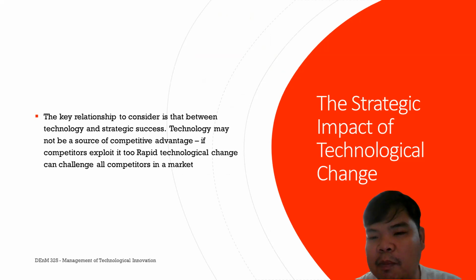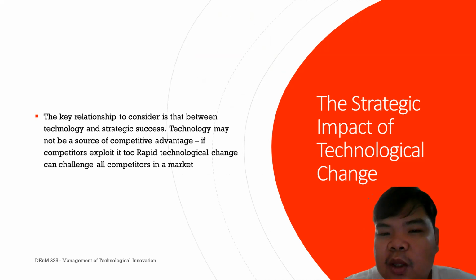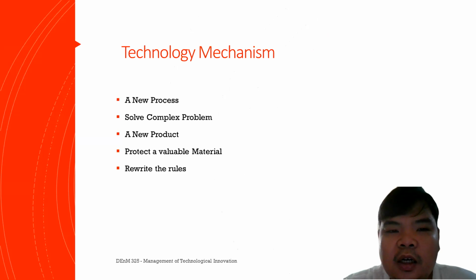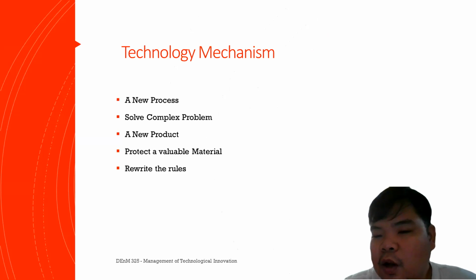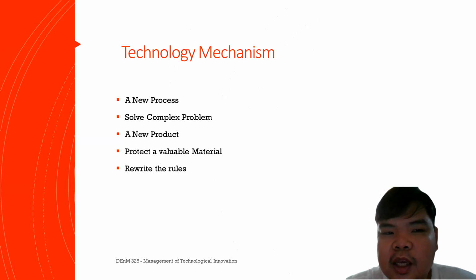So now, the strategic impact of technological change. The key relationship to consider is that between technology and strategic success. Technology may not be a source of competitive advantage if competitors exploit it, and rapid technological change can challenge all competitors in a market. So these are the technology mechanisms: a new process, solving complex problems, a new product, protecting valuable material, and rewriting the rules.